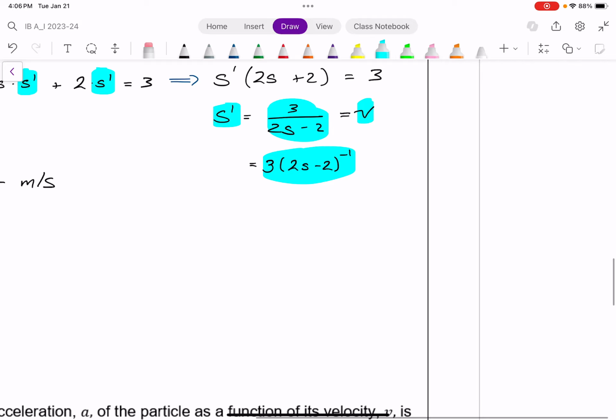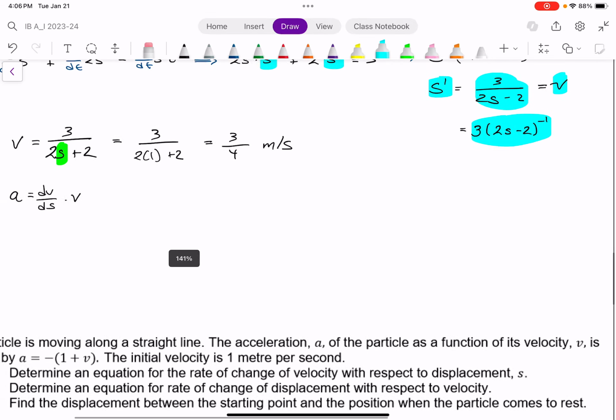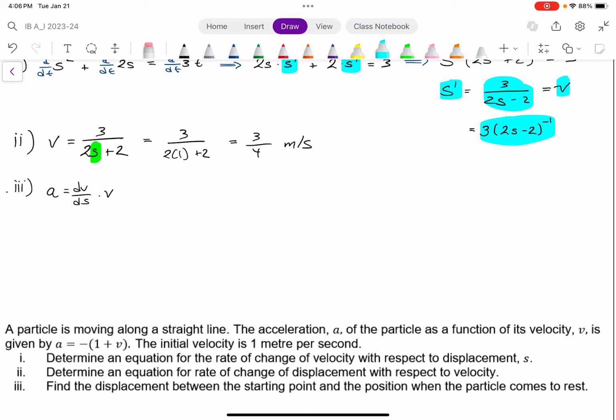And so if I differentiate that, I'll keep everything on my screen. Then using the power rule, I get negative 3 times (2s minus 2) to the power of negative 2 times the derivative of what's inside the power. The derivative of 2s minus 2 is just 2. So everything we see there is the derivative of v with respect to s, which is the derivative of what I was just looking at back there.